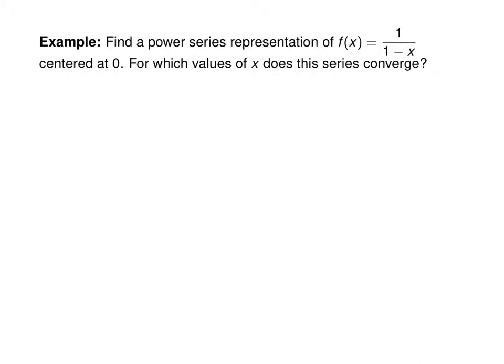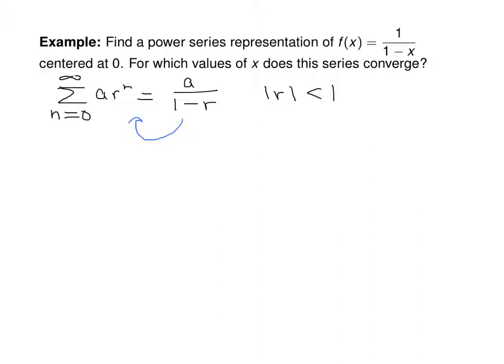What a lot of this lesson is going to rely on is the sum of a geometric series. Recall that the sum of a series from 0 to infinity of a r to the n is equal to a over 1 minus r, as long as the absolute value of r is less than 1. What we're going to do with this lesson is actually use this backwards.